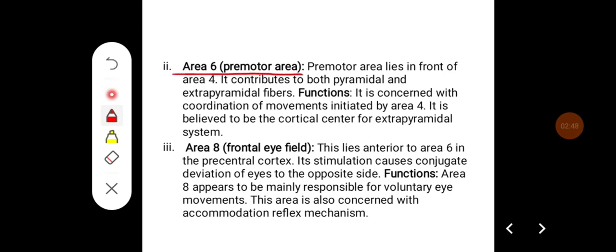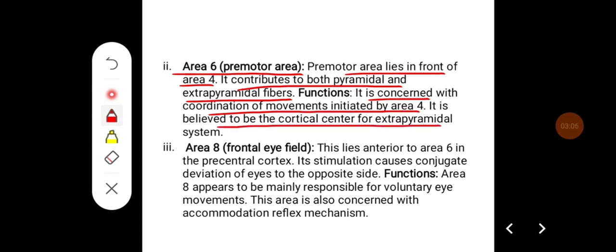Area number 6, which is also called as premotor area, lies in front of area 4. It contributes to both pyramidal and extrapyramidal fibers. And it is concerned with the coordination of the movements initiated by area 4. It is believed to be the cortical center for extrapyramidal system.